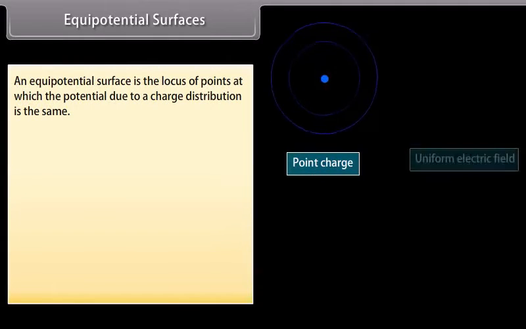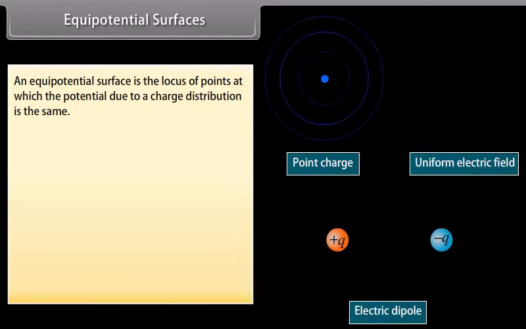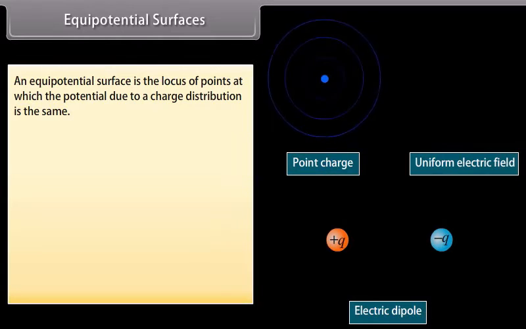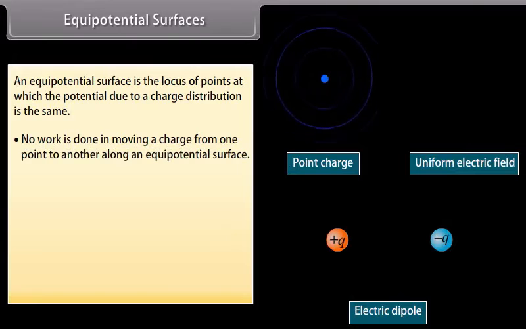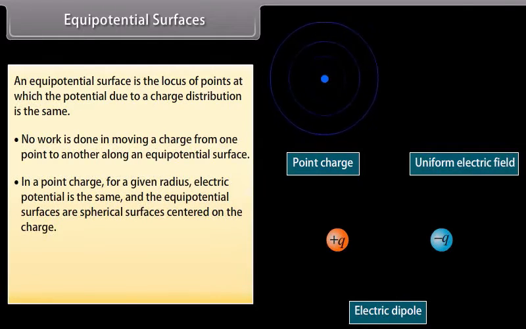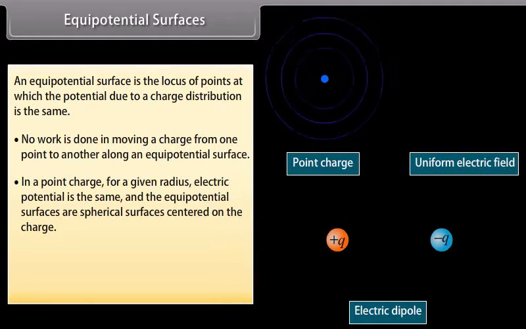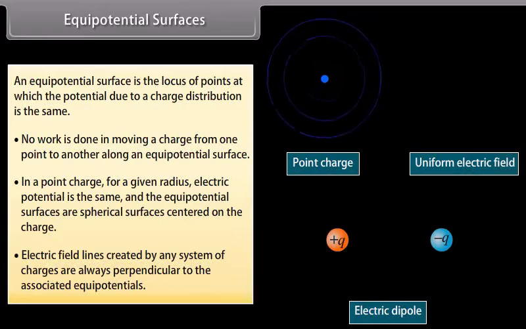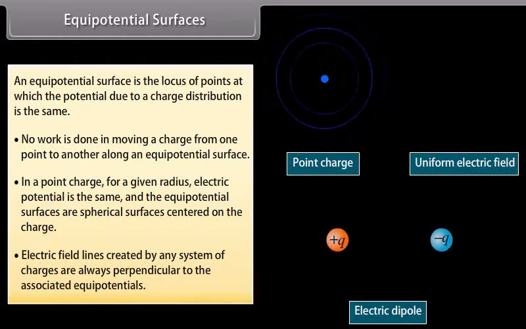Equipotential surfaces. An equipotential surface is the locus of points at which the potential due to a charge distribution is the same. No work is done in moving a charge from one point to another along an equipotential surface. In a point charge, for a given radius, electric potential is the same, and the equipotential surfaces are spherical surfaces centered on the charge. Electric field lines created by any system of charges are always perpendicular to the associated equipotentials.